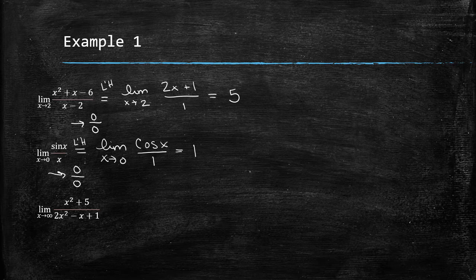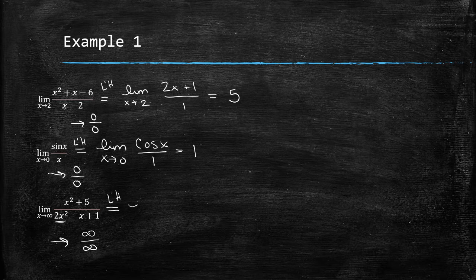Okay, good. For the next one, x is now going off to infinity. So the numerator x squared plus 5, that will increase without bound. So that goes off to infinity. Same thing in the denominator, because I know that the leading term is what influences the entire polynomial. So the denominator will look like 2x squared. So that also goes off to infinity.